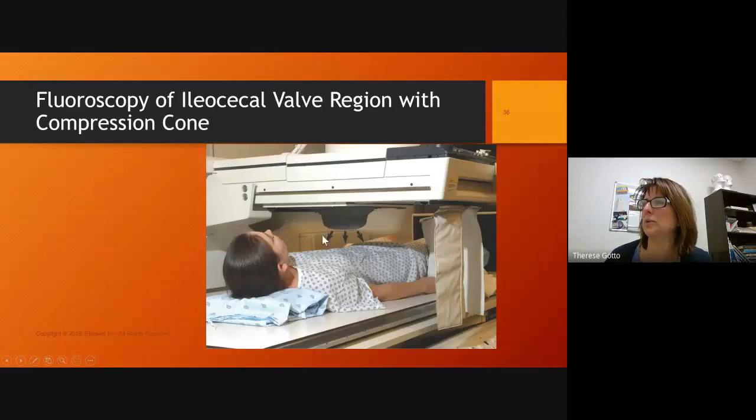This is just showing what's called a compression cone on your fluoro unit. That is in place of the inflatable ball that they use with the radiologist using his hand under there. This way he can use the actual fluoro tube, the fluoro tower, to compress that area to get a better image.